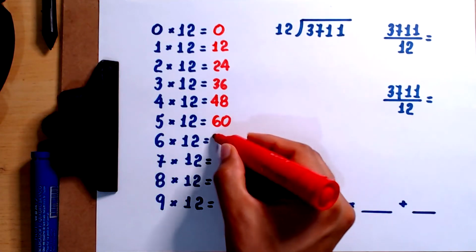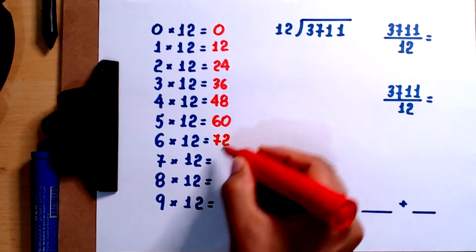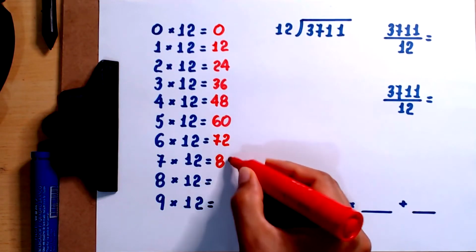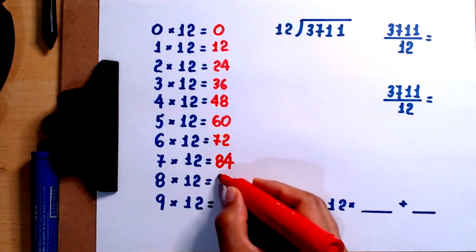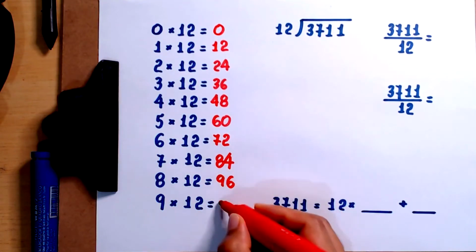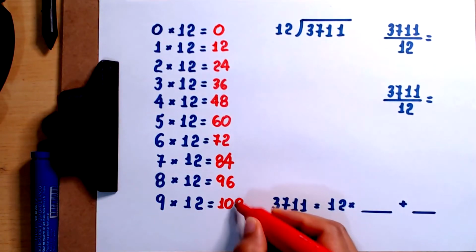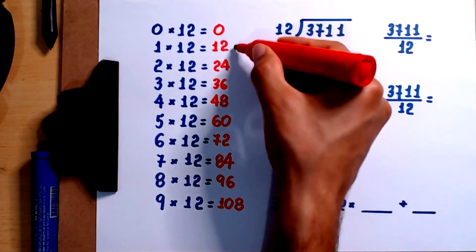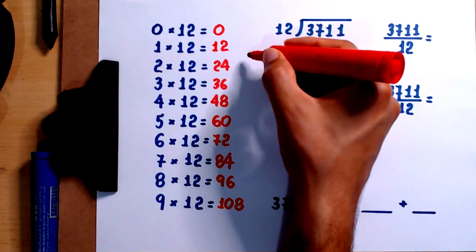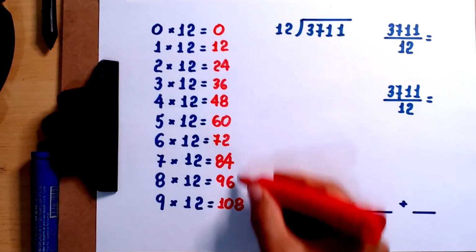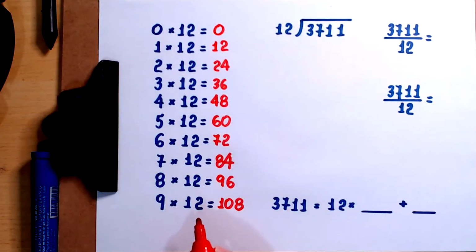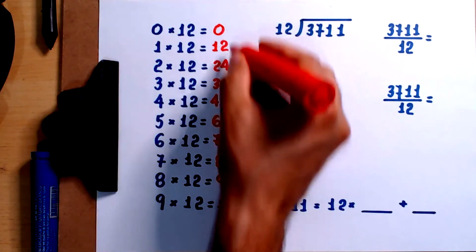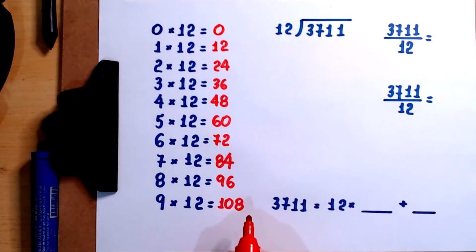Adding 12 again, you will find 72. Adding 12 again, you will find 84. And continue like this, we find 96 and finally 108. It's pretty easy when you have in mind that you have to start from 0 and add 12 each time. Soon enough, you will have the results of the multiplication table of 12, okay? Now that we have the multiplication table available, it becomes very easy, okay?